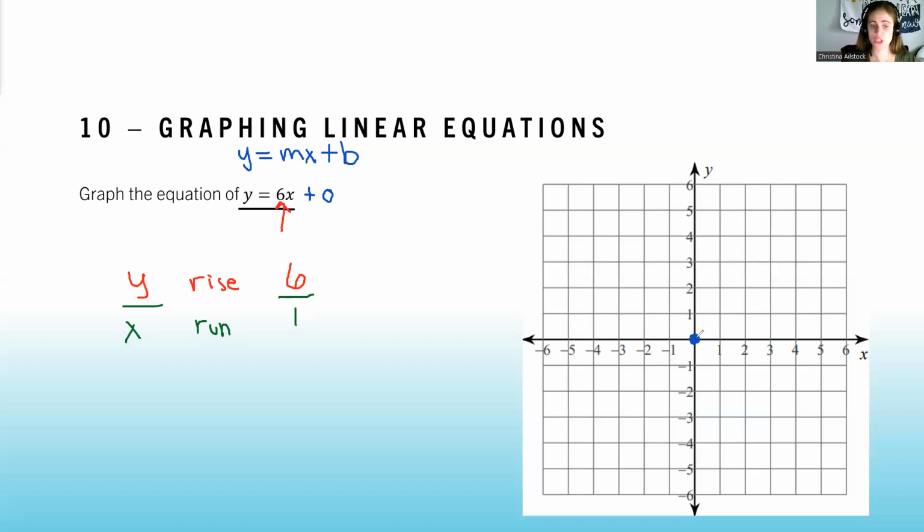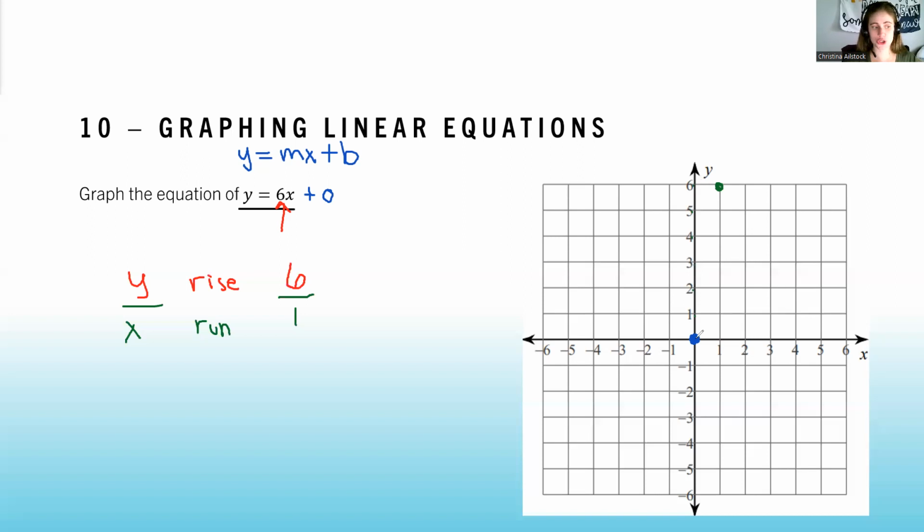So we start here at our y-intercept. We start here at the origin in this case, and we're going to rise 6. 1, 2, 3, 4, 5, 6. And then we're going to run 1, and that is where we will put our second point. And if you wanted to get a third point, you could, but technically only 2 are required.